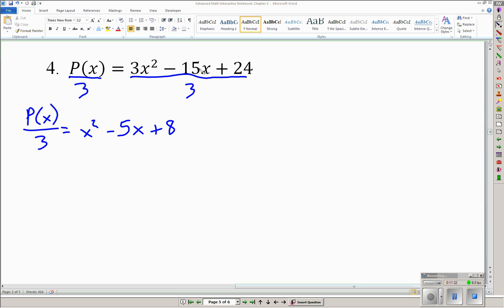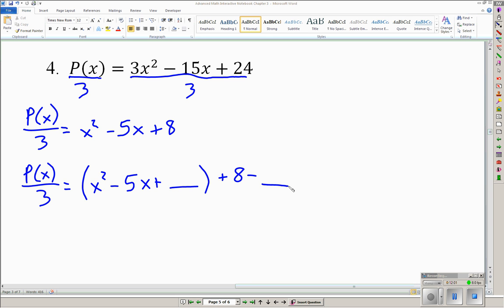Notice also this value 15 was changed. Your paper probably says 18. Make sure you change that to 15. 3x squared minus 15x plus 24. So we get this. Now let's rewrite with the blanks. P of x over 3 equals x squared minus 5x plus blank plus 8 minus blank.